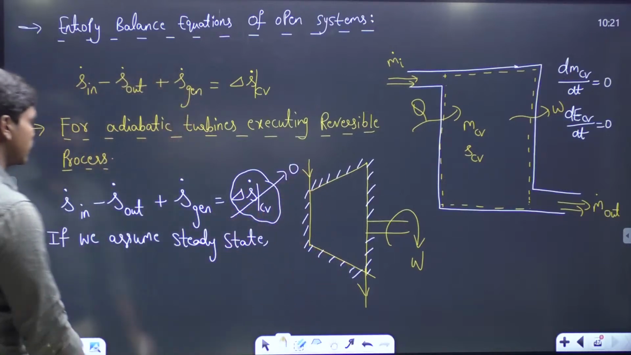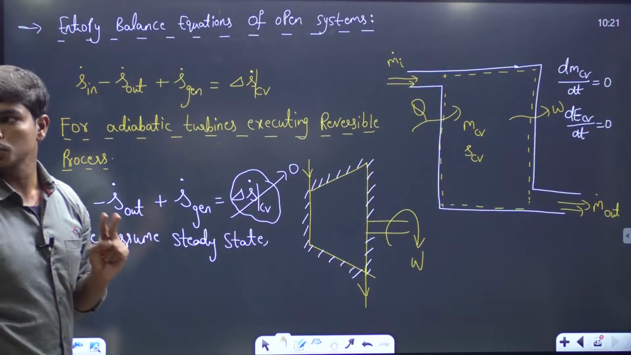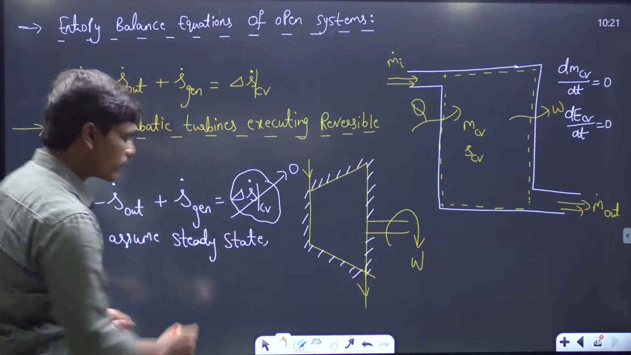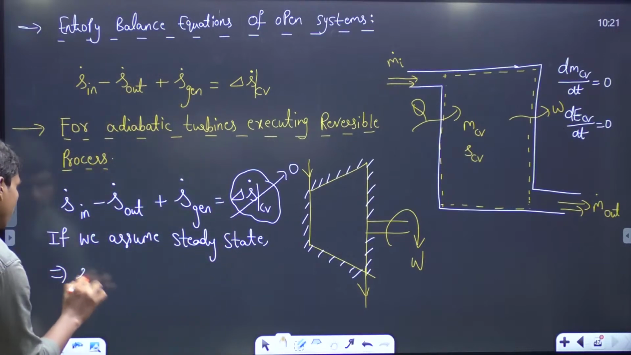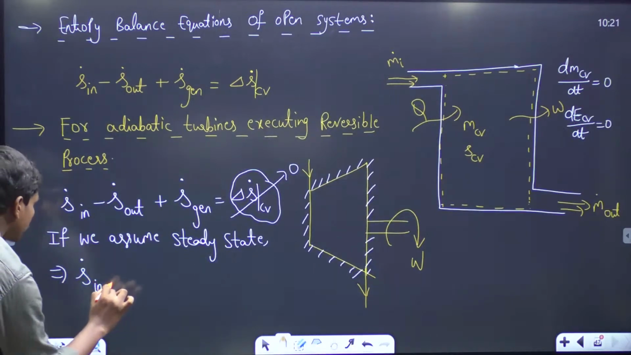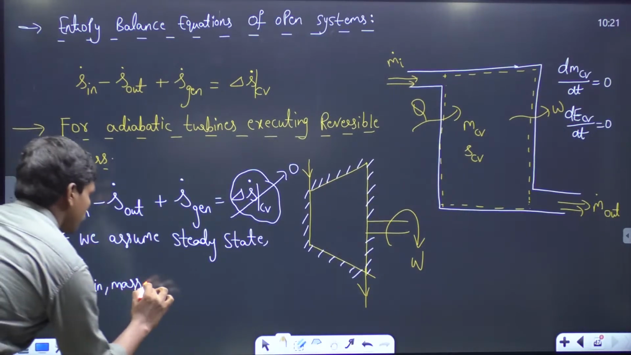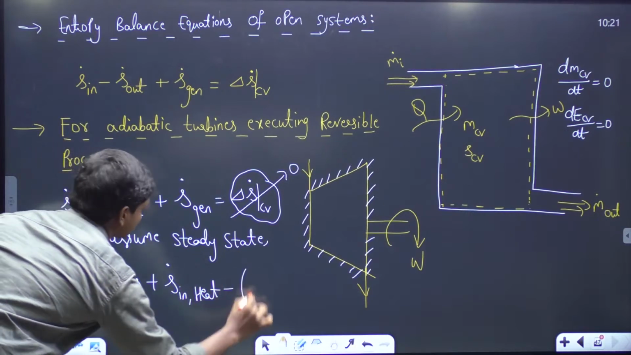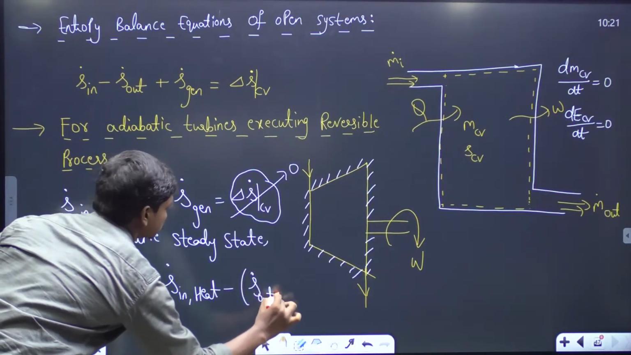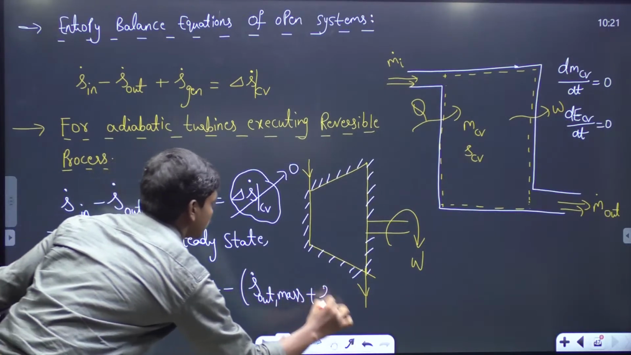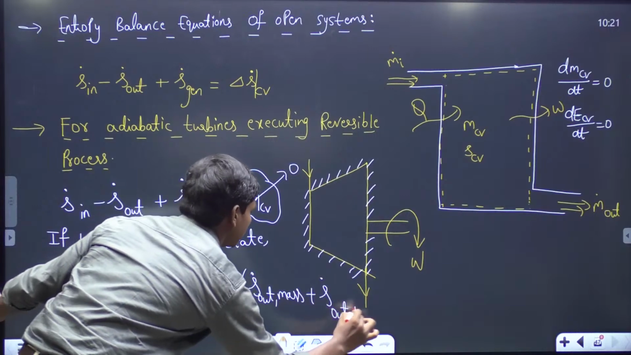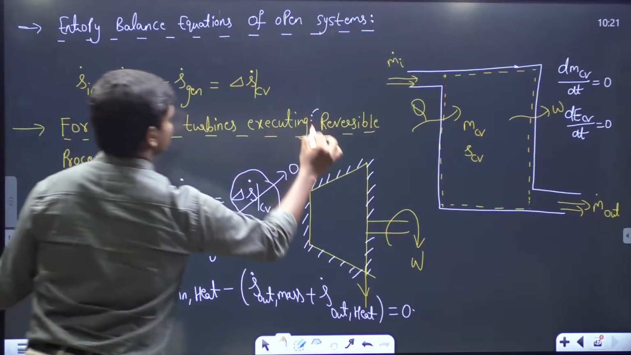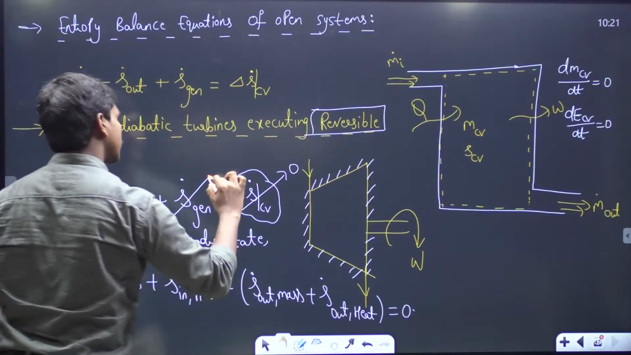Now see, entropy can come into the system through two means. One is through mass, or through heat transfer. So we can write this as entropy in due to mass plus entropy in due to heat, minus entropy out due to mass plus entropy out due to heat, and this has to be 0 because in a reversible process the entropy generation is 0.